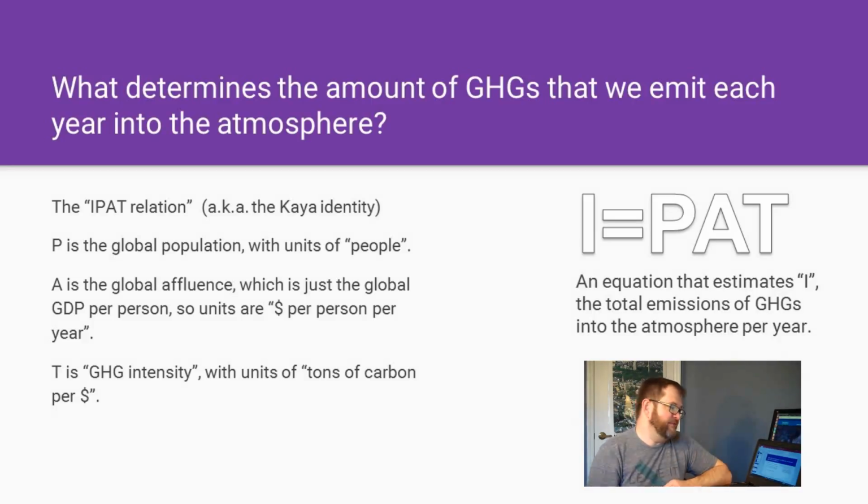And A is global affluence, so it's gross domestic product per person. So you're going to have units of dollars per person. So when you multiply P times A, people times dollars per person, you so far have units of dollars. And then T is that greenhouse gas intensity, which is tons of carbon per dollar. So PA has units of dollars, multiply that by T, which has units of tons of carbon per dollar, you get tons of carbon.